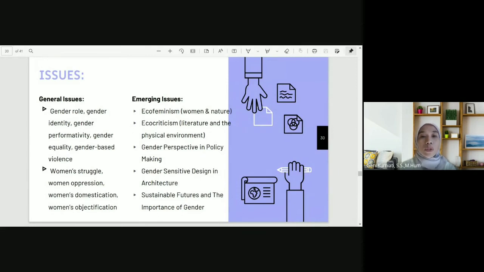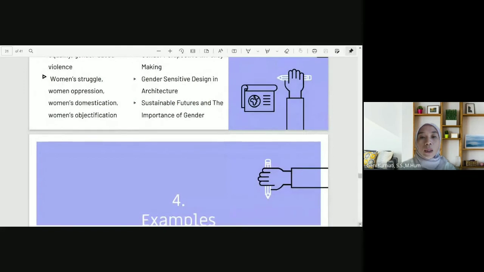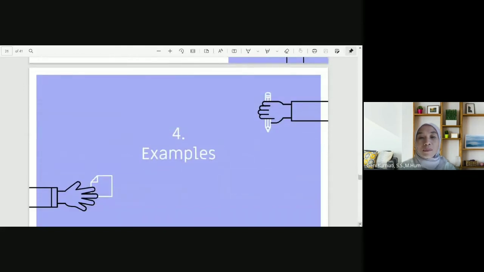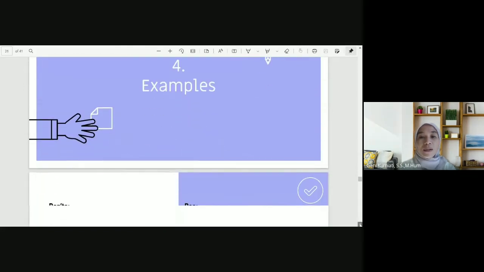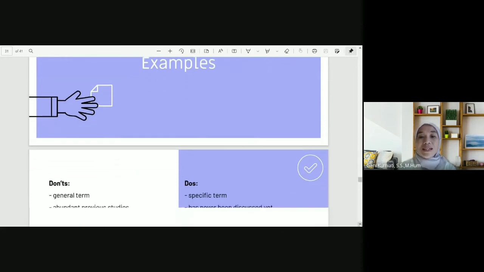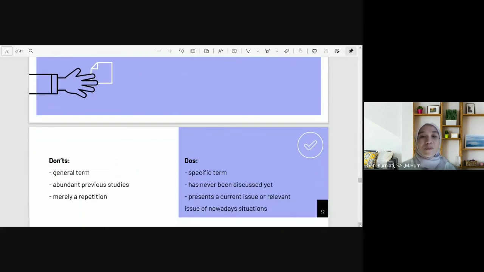And some emerging issues like ecofeminism, to talk about the relation between women and nature, and eco-criticism, to talk about literature and the physical environment, gender perspective and policy making, gender-sensitive design and architecture, and sustainable futures and the importance of gender. Okay, and now in a bit we'll be looking at some examples of feminist issues and gender issues in literary analysis.